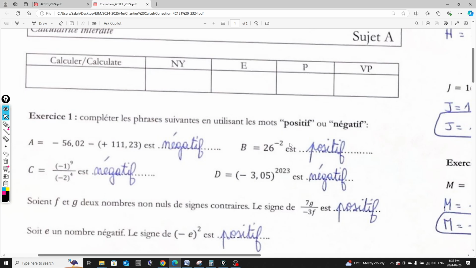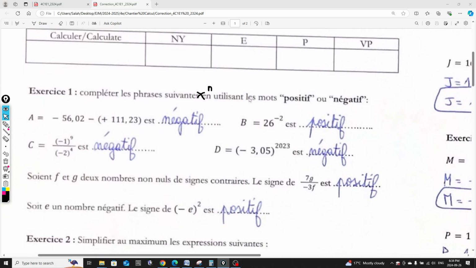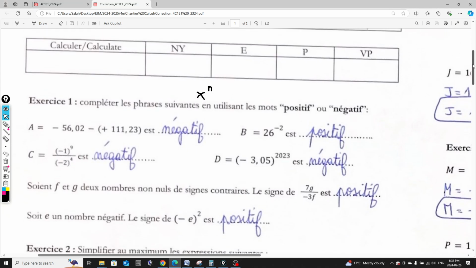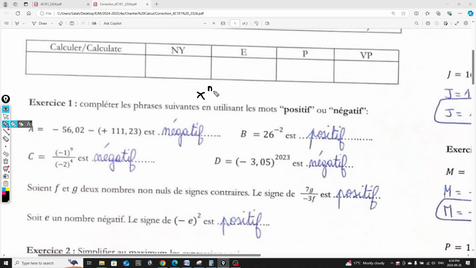Okay, this second one, 26 to the power of negative 2, is a little different. You might not have seen these negative exponents, but we will be talking about them. I think as of next week, we'll start talking about these laws of exponents. But there's this cool law that says that if you've got x to the power of n, I can actually express it as 1 over x to the power of negative n.